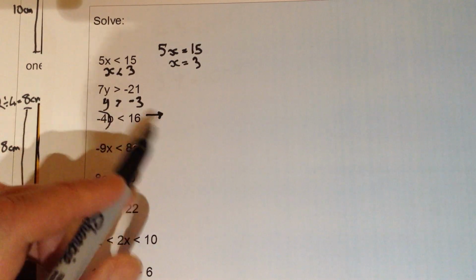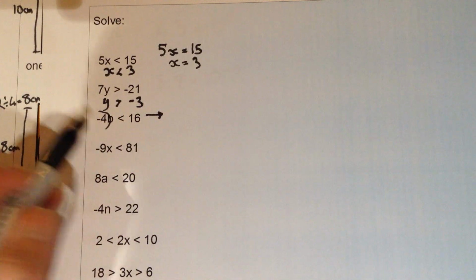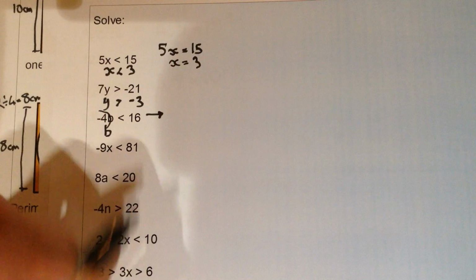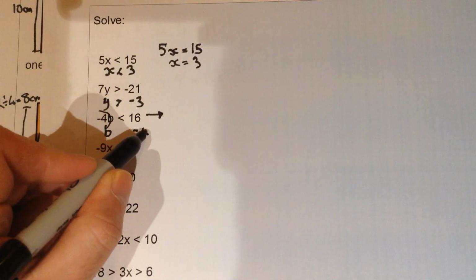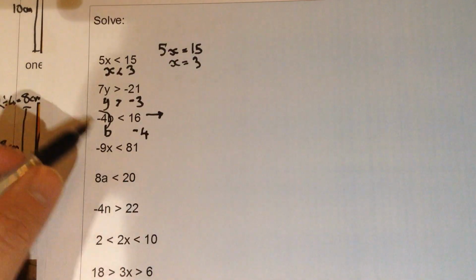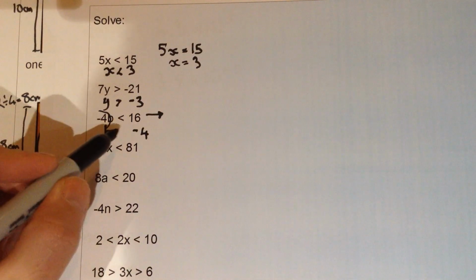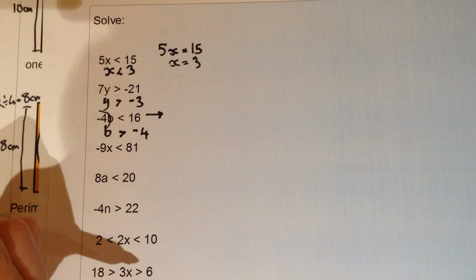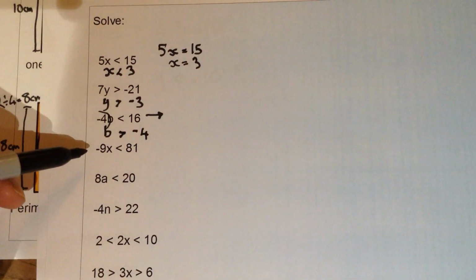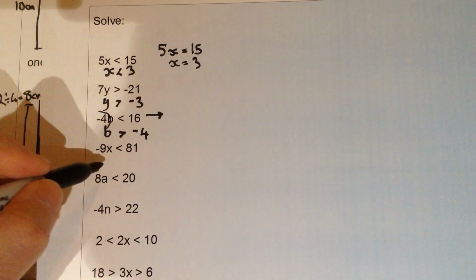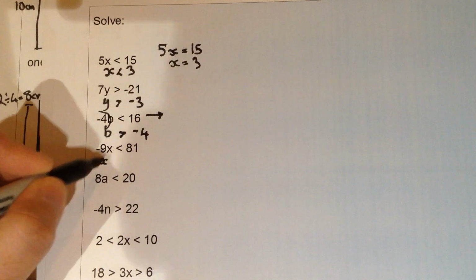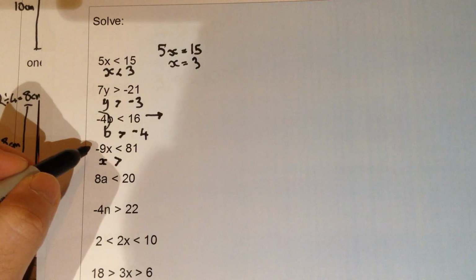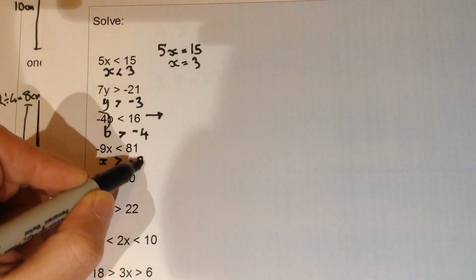So here, if I were to divide both sides by minus 4, that would give me b. 16 divided by minus 4 is in fact minus 4 as well. And because I've divided by that negative, the inequality now goes in the opposite direction. Same for this next one. I would have to divide by minus 9. So I'm going to get x, flip the sign. 81 divided by minus 9 would give us minus 9.